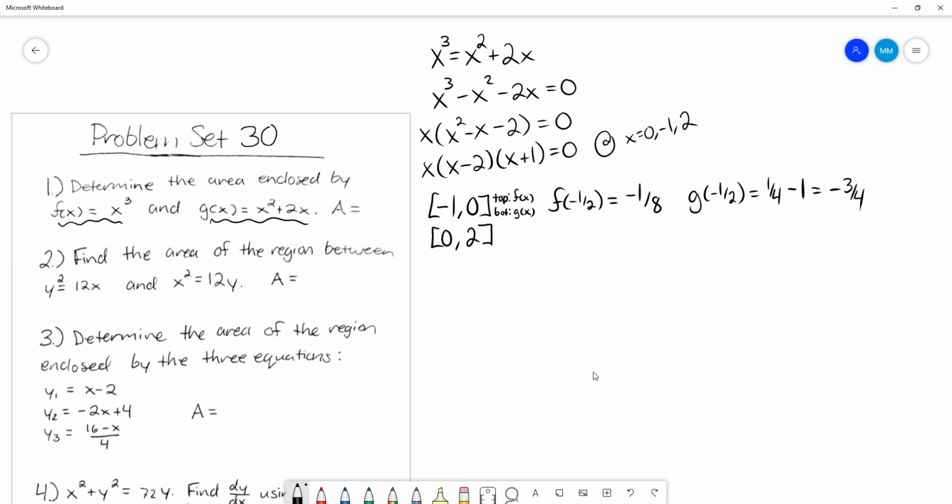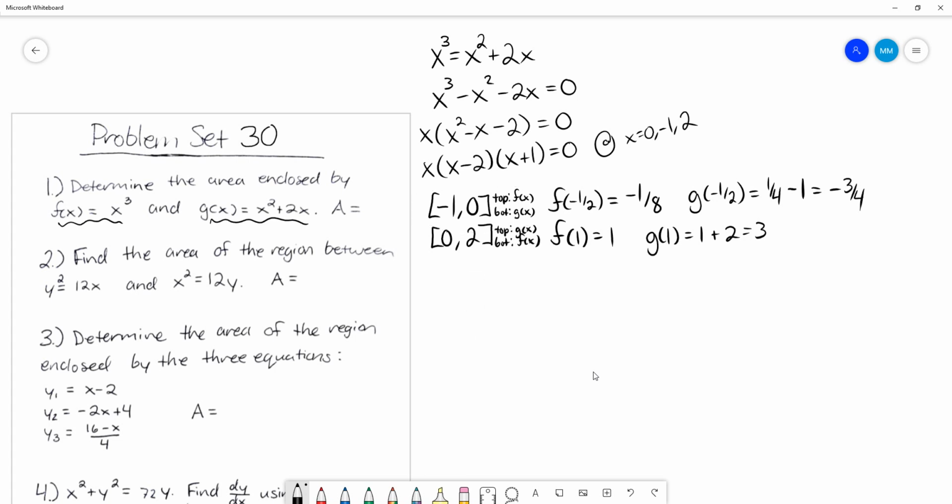Now I expect that those will flip for this next interval, but we can't be too sure until we try it. So let's plug in something along this interval, say 1. So f of 1 is just 1. g of 1 is going to be 1 plus 2, which is 3. Clearly the top here is g of x, and the bottom is f of x. So now we can set up those integrals.